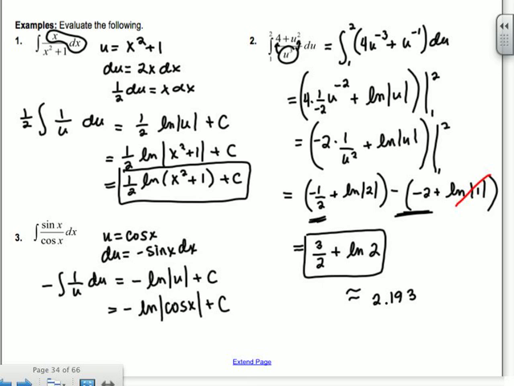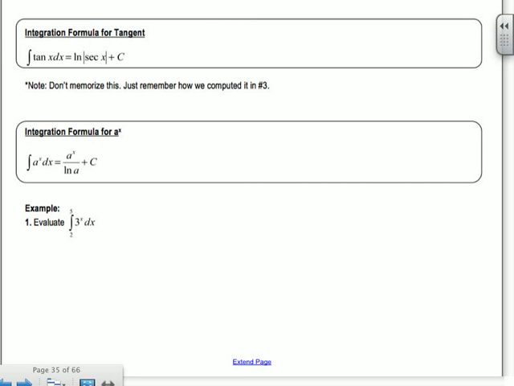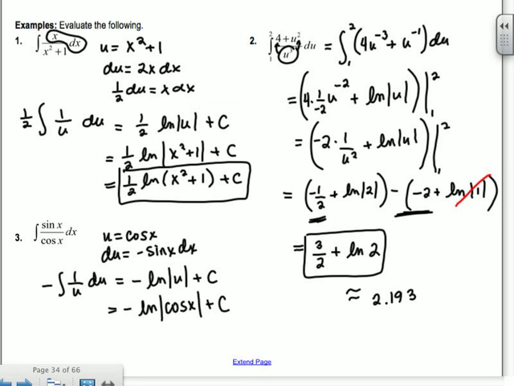Okay. But if you notice in your little box on your page right below there, you have tangent of x dx equals natural log of secant x plus c. How's ours different? So we have negative natural log of cosine of x. What's the difference? How are cosine and secant related? 1 over. Okay, and the other thing is different. We have a minus, not a plus.